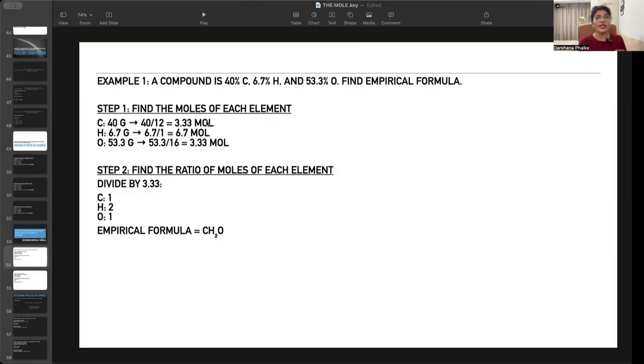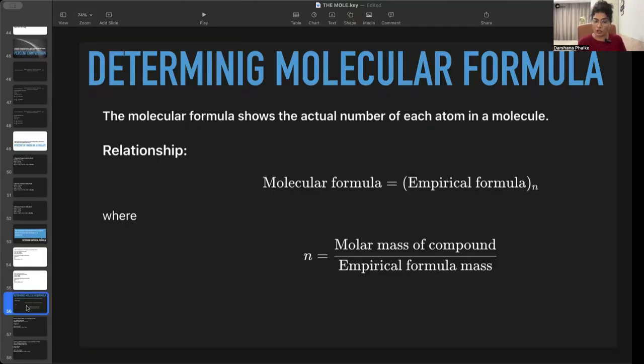So here we know that when you divide all of these measures by 3.33, we have 1 mole of carbon. For every 1 mole, there are double the moles of hydrogen, and the same number of moles of oxygen as carbon. So the least ratio of moles is 1:2:1. Therefore, the empirical formula is CH2O. Now the next step is, how do we convert this empirical formula to a molecular formula?